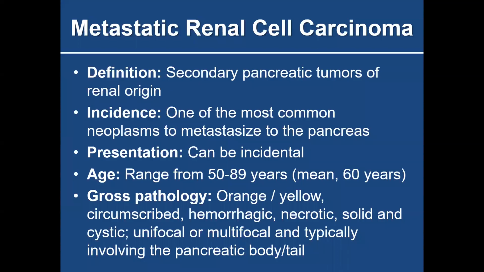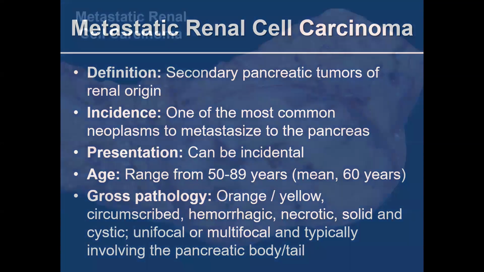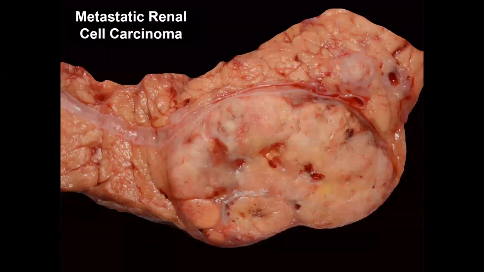Now, of course, when it comes to glycogen-rich neoplasms, you can't forget about a clear cell renal cell carcinoma. Metastatic RCC is one of the most common neoplasms metastasized to the pancreas. The three most common metastatic neoplasms include lung cancer, renal cell carcinoma, and malignant melanoma. Metastasis from an RCC can actually be occult or remote in history. Metastatic RCC can be solitary or present as multiple deposits.